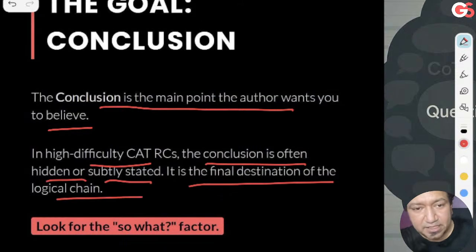Now, sometimes conclusions are very easy to find. So you must have heard people say, yaar, this RC was pretty easy. In this slot, RCs were pretty easy. So how do we know it's easy? Because in those cases, the conclusion might be explicitly mentioned. So there are certain techniques through which people try to eliminate the wrong options.